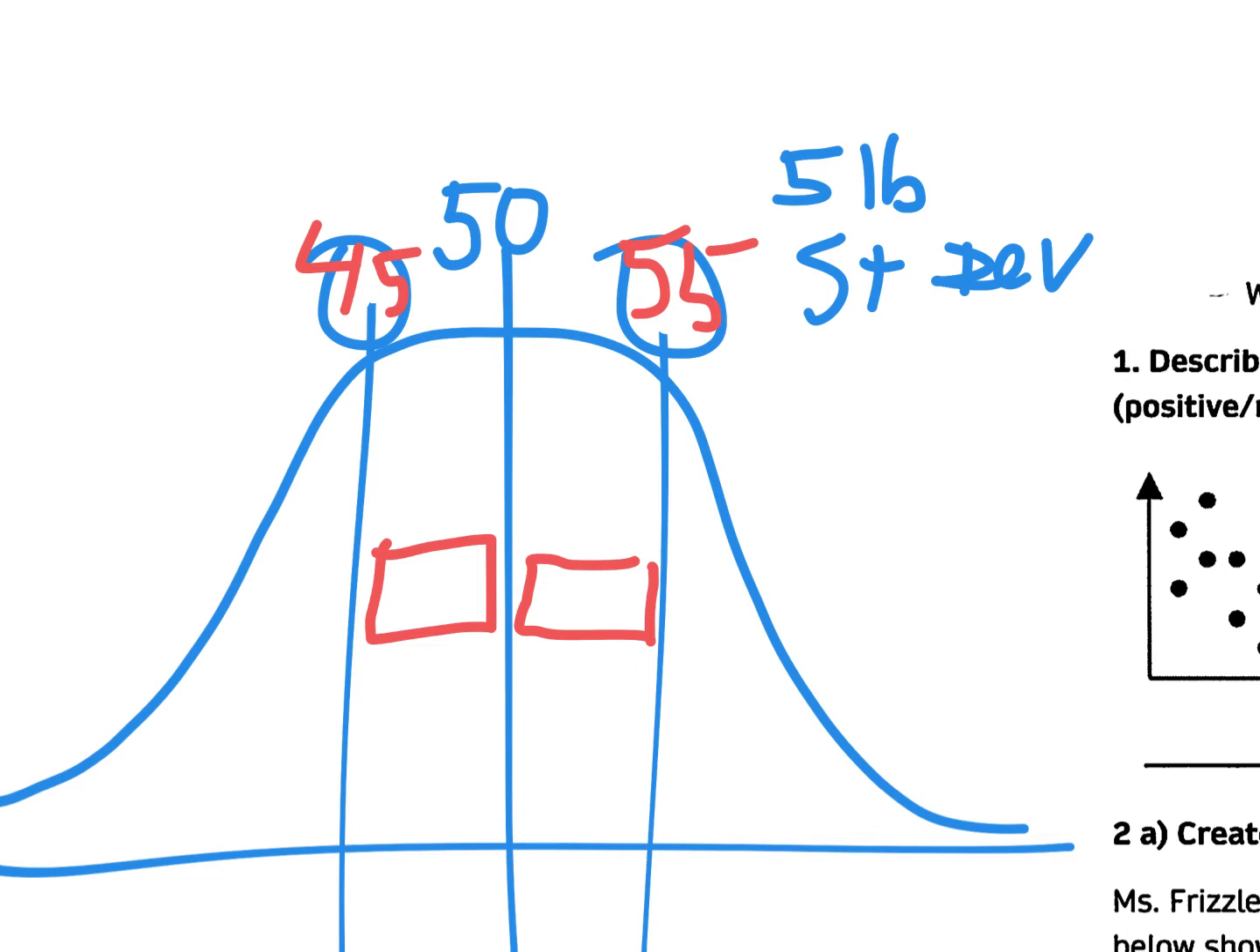Do you know? 34% here and 34% here. So final answer? 68% of people would have been between 45 and 55 pounds. Does that make sense to you?